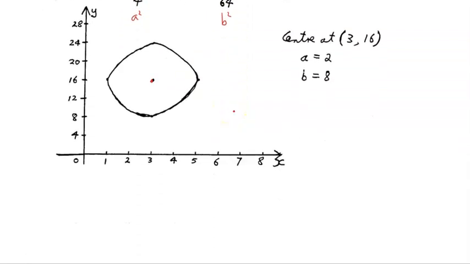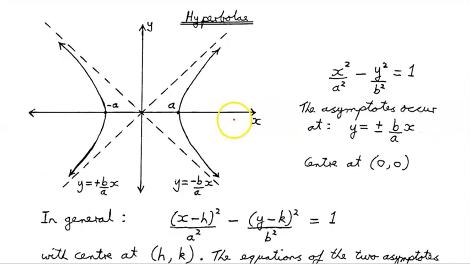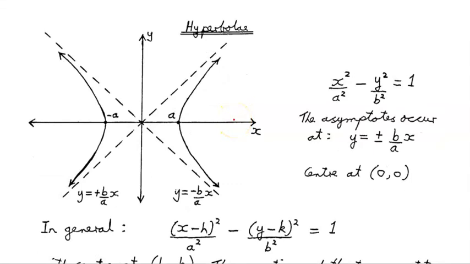Okay, now let's have a look at hyperbolae. We'll start with a hyperbola. The thing about the hyperbola is that we've now got x squared on a squared minus, this time, y squared on b squared is 1. The asymptotes will occur at y equals plus or minus b over a times x.